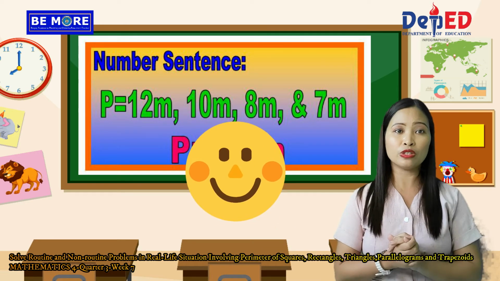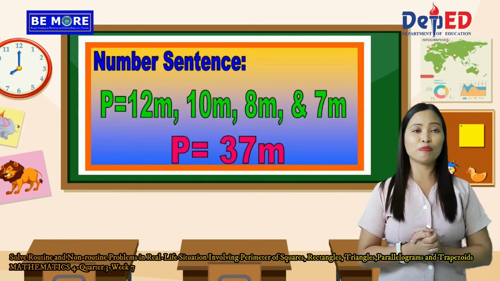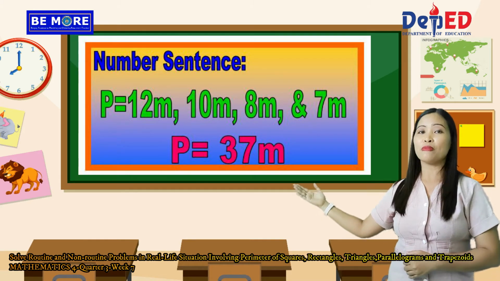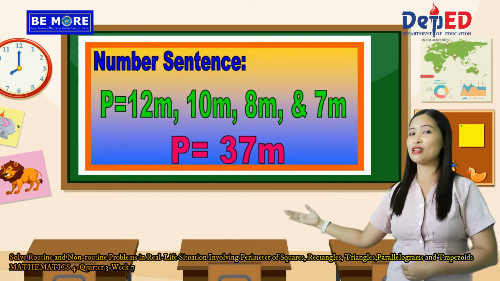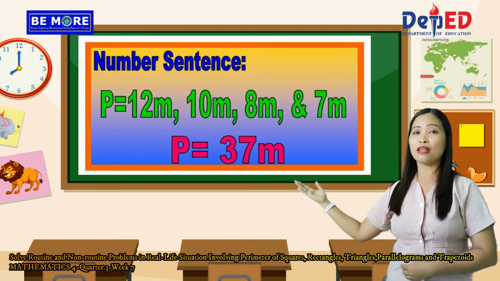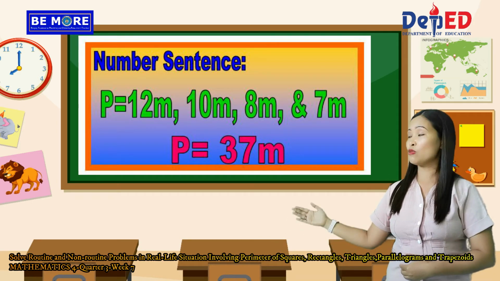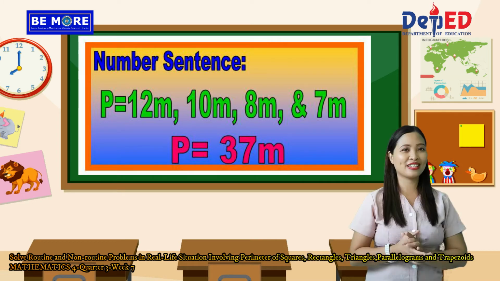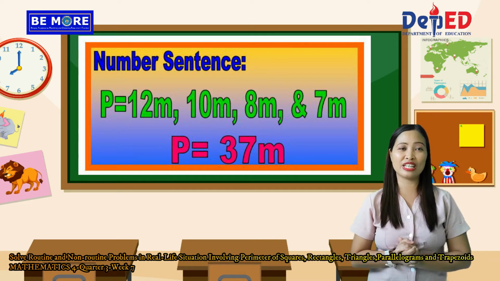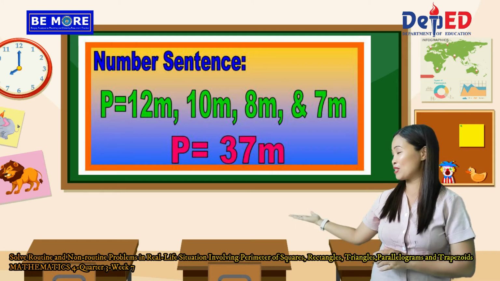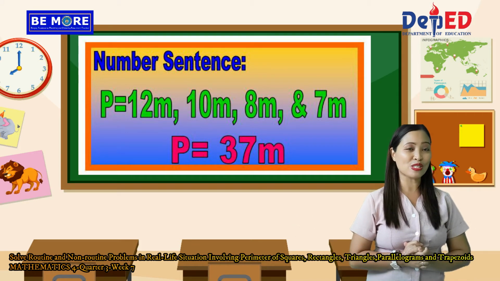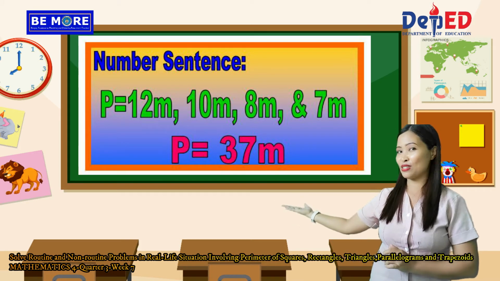You can now solve using our number sentence. Perimeter is equal to 12 meters plus 10 meters plus 8 meters plus 7 meters, which is equal to 37 meters. Our final answer will then be 37 meters of chicken wire is needed to enclose the garden. The perimeter of the trapezoid is 37 meters.